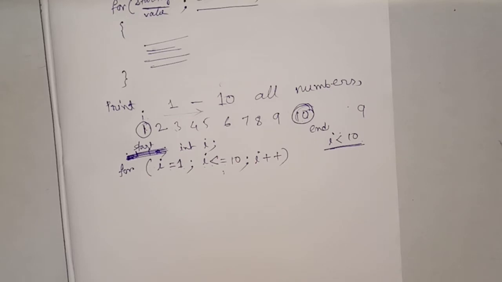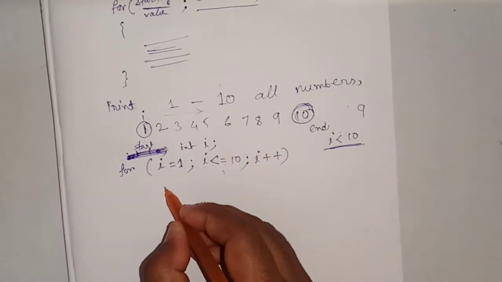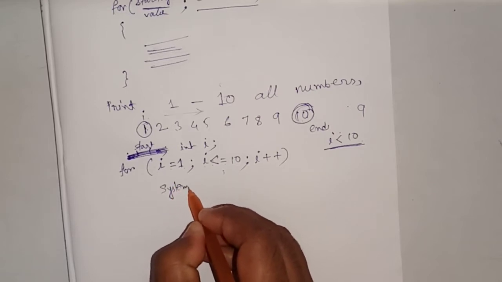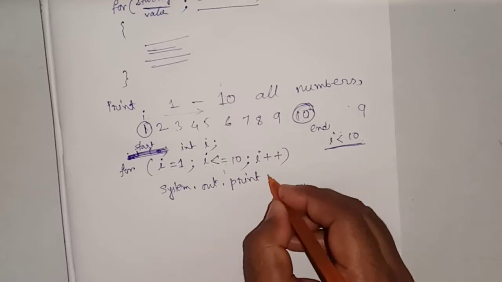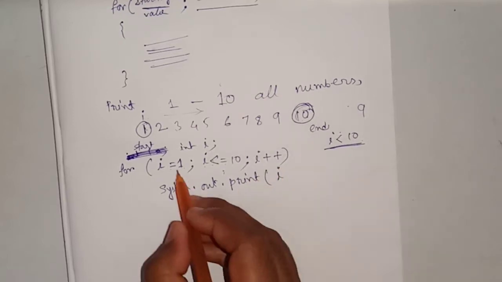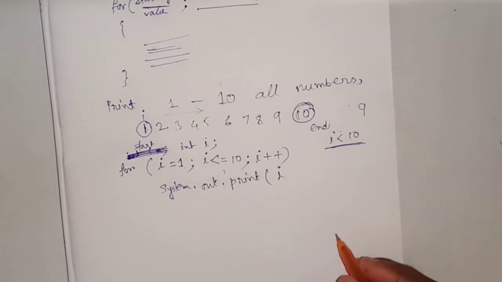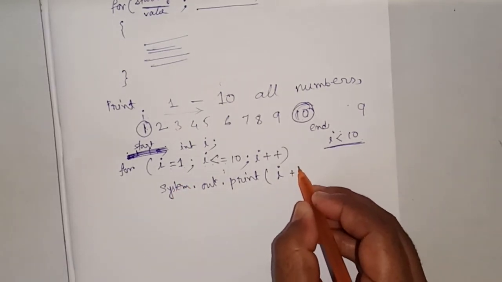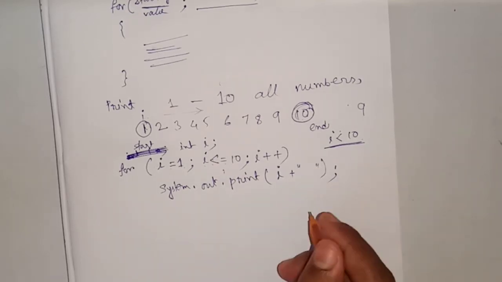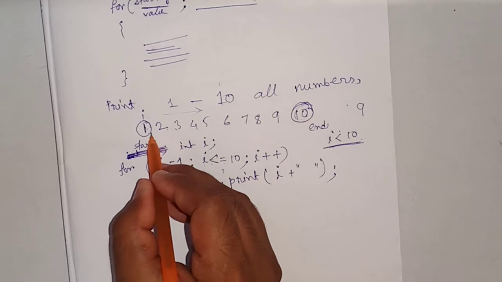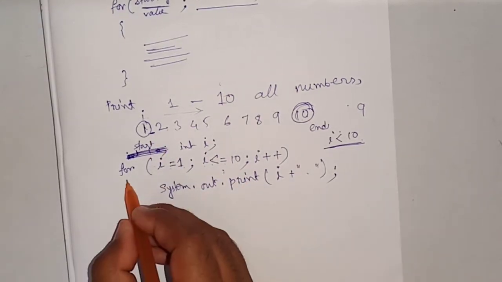Then we need to print the value: 1, 2, 3, 4, 5. So System.out.print the value of i. See, the value of i is changing: 1, 2, 3, 4, 5, 6. That's why i. And I'm giving a blank space as a separator. Suppose you are writing 1 and 2, the gap between them comes with the help of this.